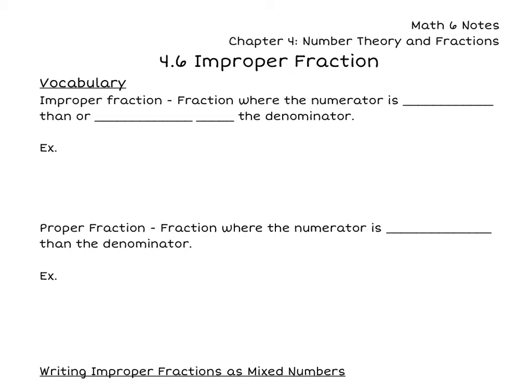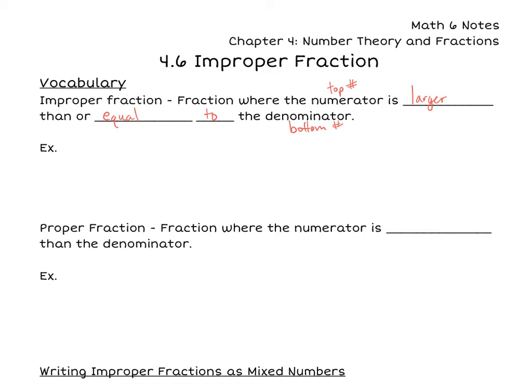Improper fractions. So what is an improper fraction? It's a fraction where the numerator, which, again, is the top number, is larger than or equal to the denominator, which is the bottom number. An improper fraction is one where the numerator is bigger than or equal to the denominator, which is the bottom number.